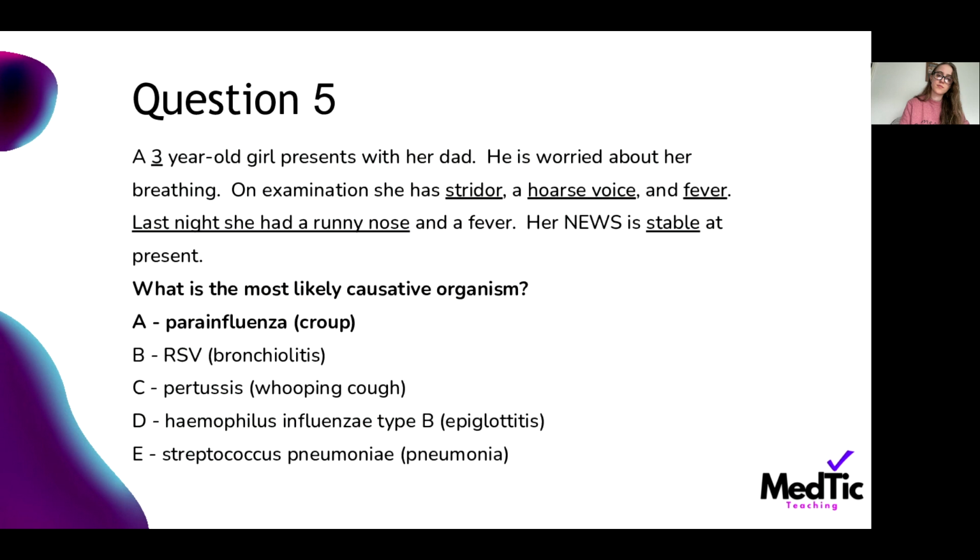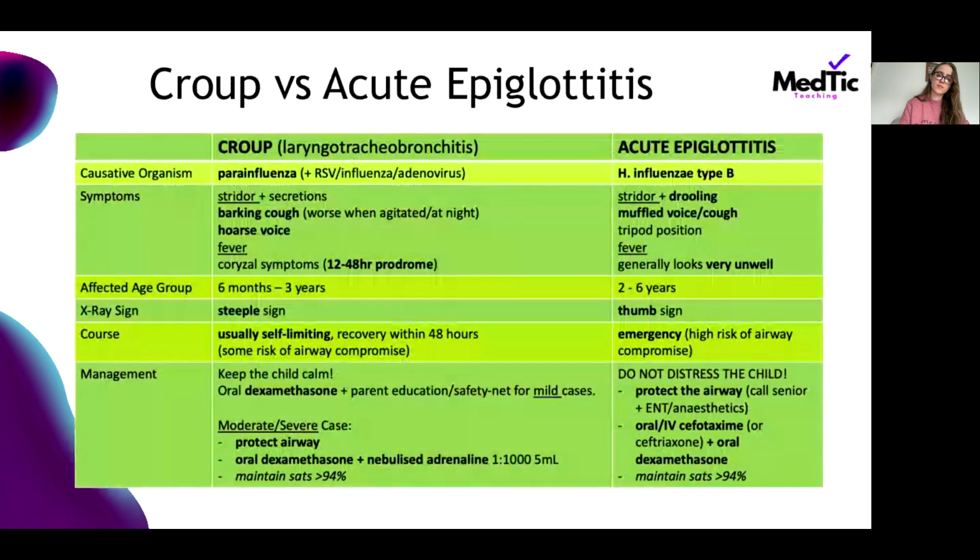If we go on to the next slide. Croup is, I mean, I would have given it away if I'd said barking cough, but that is often the key term they'll use in an MCQ. They both have stridor and secretions or drooling, but in croup you've got a barking cough and a hoarse voice, whereas in acute epiglottitis, all that's muffled.